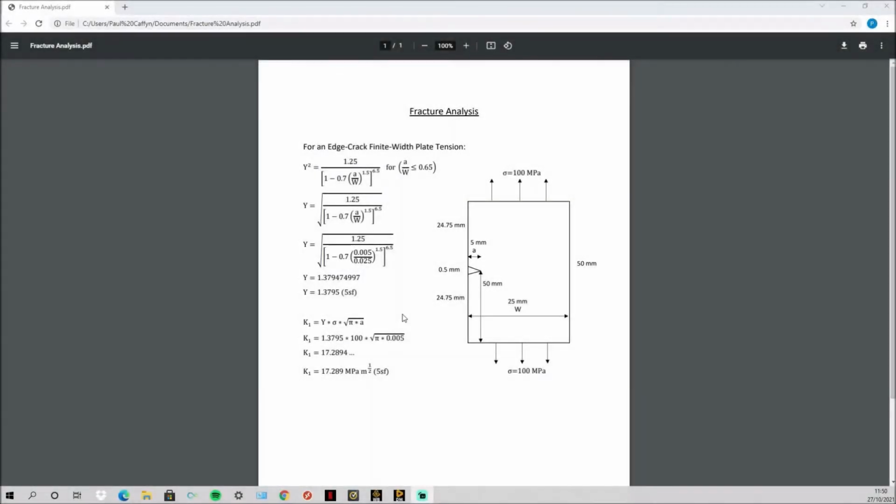Today I will be showing you how to verify fracture analysis in Ansys using this calculation for an edge crack finite width plate in tension. This is done by calculating the stress intensity factor, which is a non-dimensional factor, times the stress in tension, times the square root of pi times a, which is the length of the crack.